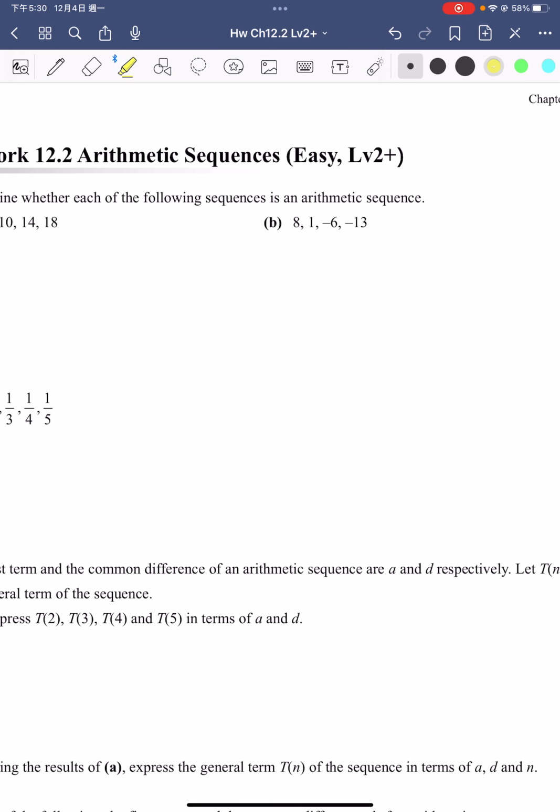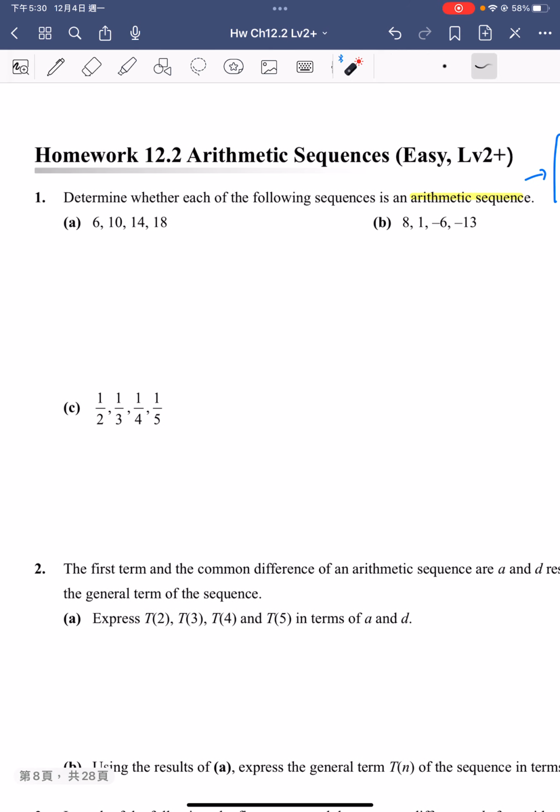If you still remember, to be an arithmetic sequence, we have to have a common difference, isn't it? So if they have a common difference for all of the terms, it's an arithmetic sequence. To calculate the common difference, use the second term minus the first term, and then the third term minus the second term, and then the fourth term minus the third term. So use the next term minus the previous term, okay? Try to pause the video and calculate question 1 yourself.